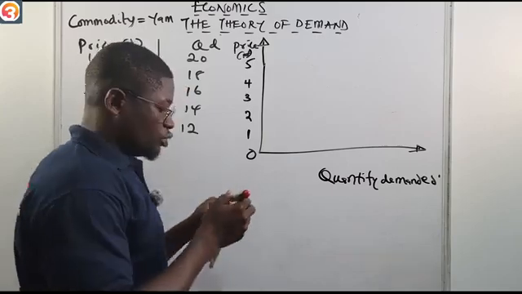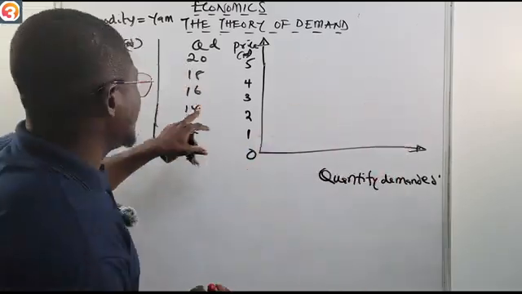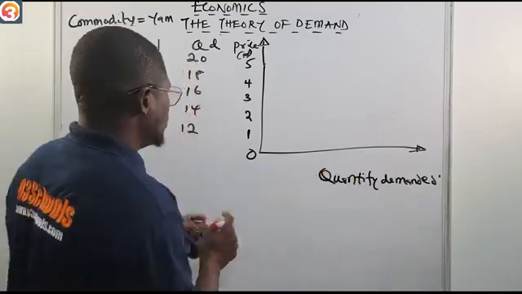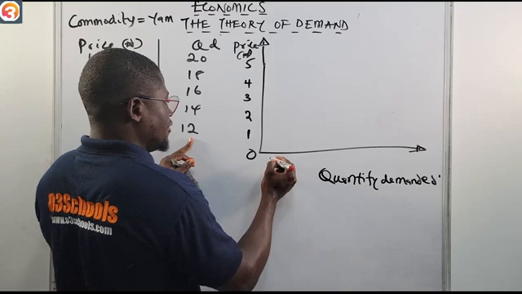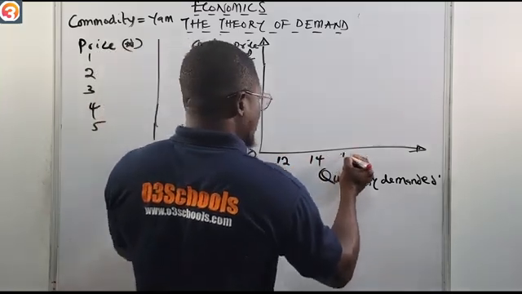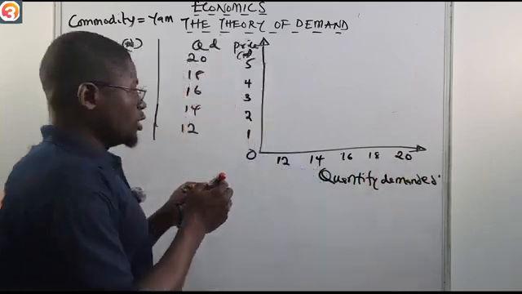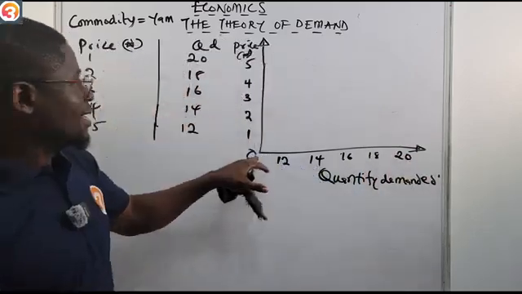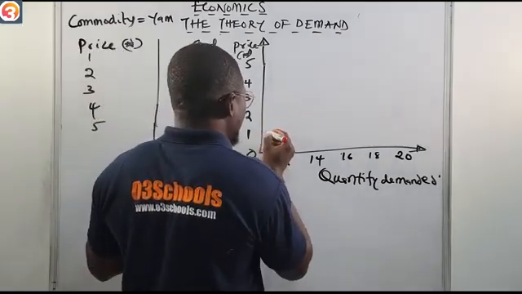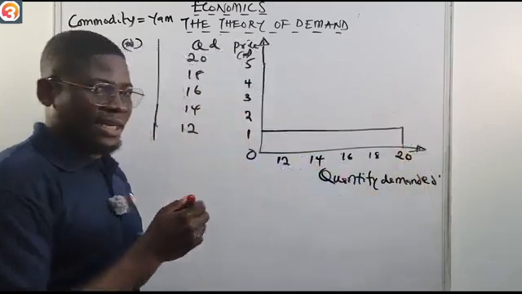We do not have the luxury of time to actually draw out all the graphs, so let us just represent the units on this axis. The smallest unit here is 12, so let us say 12, then 14, 16, 18, and then let's put 20 here. Now, when price was 1 naira, how many units were demanded? 20. So they demanded 20 units when price was 1 naira.